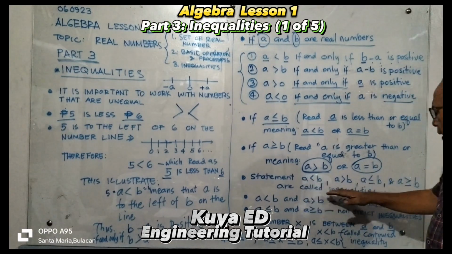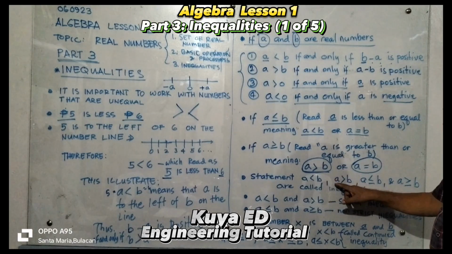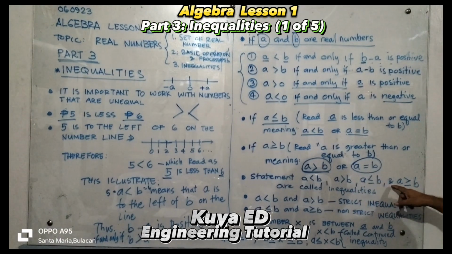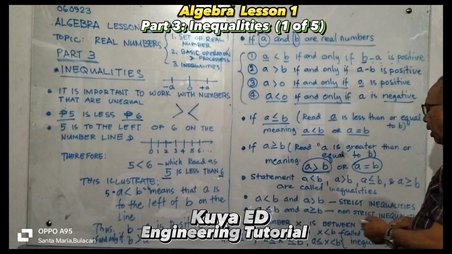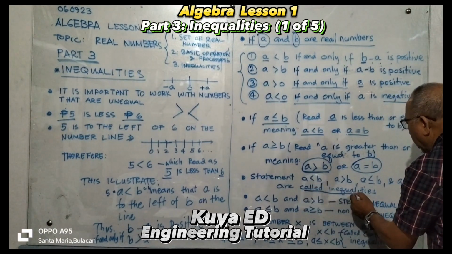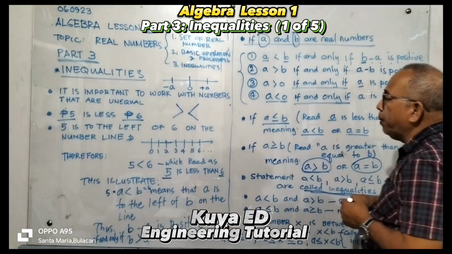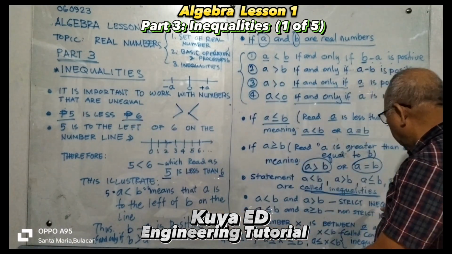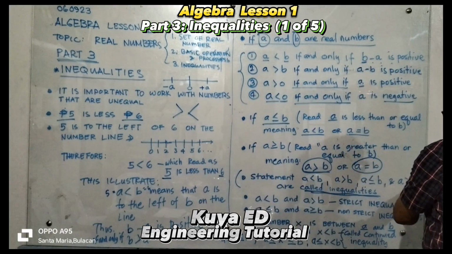Ito daw statement nating tinitingnan dito. Kung meron kang nakitang A is less than B, A is greater than B, A is less than or equal to B and A is greater or equal to B, ito daw ay tinatawag nating inequalities. Kaya dito sa topic natin, we have inequalities. Ito daw yung expression na yan.